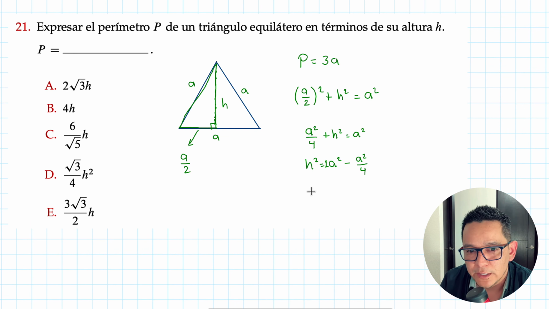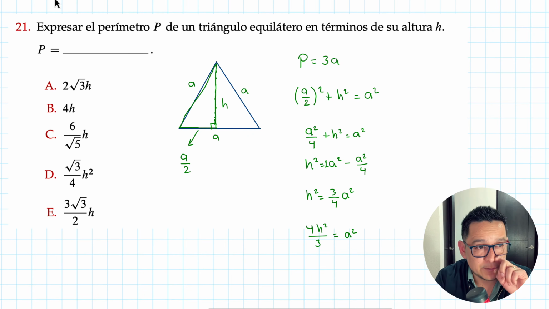Do we agree? So here I'm going to write that h squared equals 3/4 of what? Of A squared. Let me solve for A from here. So I'm going to move this 4 over here multiplying, and the 3 I'm going to move dividing. So it's going to be 4h squared divided by this 3, and that's going to be the same as A squared. And now, let's see. Here I'm going to take the square root on both sides.